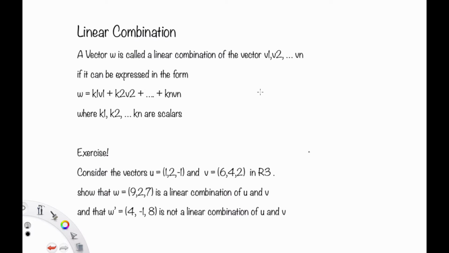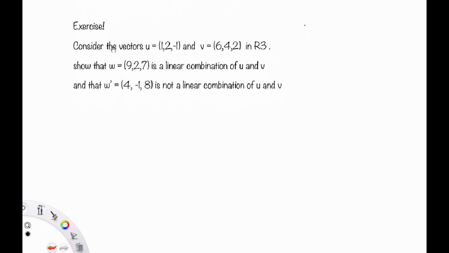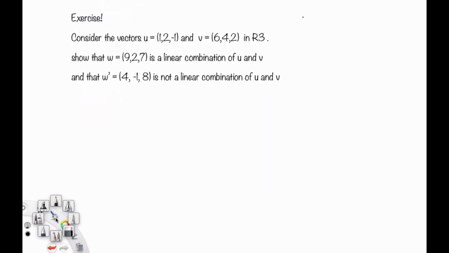Now I was thinking about linear combination. A vector v is called a linear combination of vectors v1, v2, up to vn if it can be expressed in the form v equals k1 v1 plus k2 v2 plus up to kn vn, where k is a scalar number. We will give you an exercise on linear combination, how to solve the problem, and how to get the k values of the linear combination.